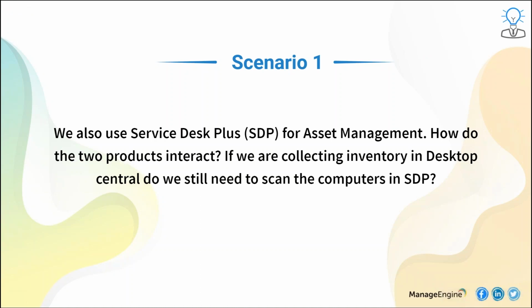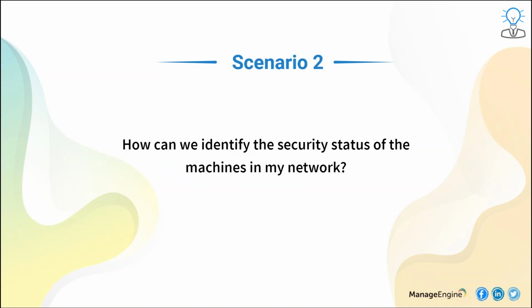This way, the IT technician can take a quick glance at the hardware and software. If you're collecting asset information through Desktop Central, you don't have to do the same thing using SDP for two reasons. One, the asset data posted by DC is way more accurate, and Desktop Central integrates with Service Desk Plus, which implies that the asset information will be available from the Service Desk Plus console as well.